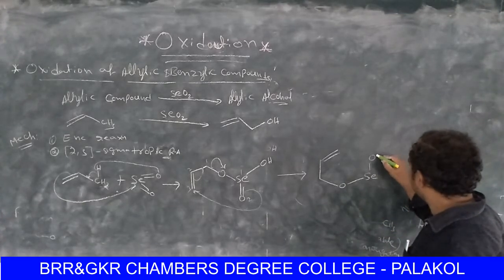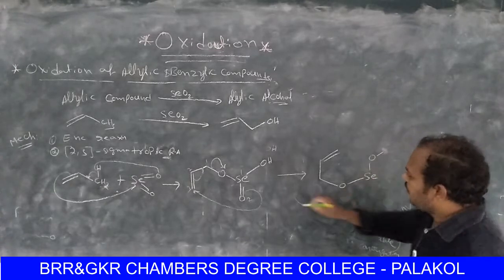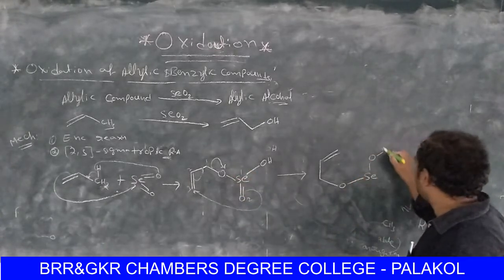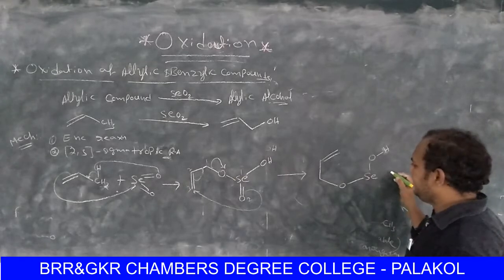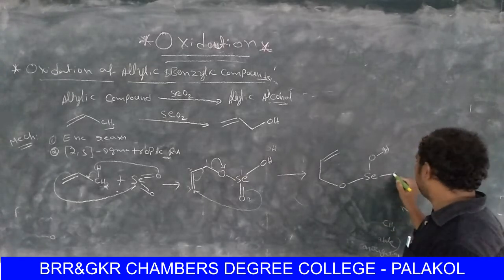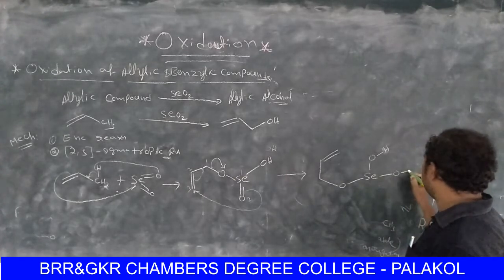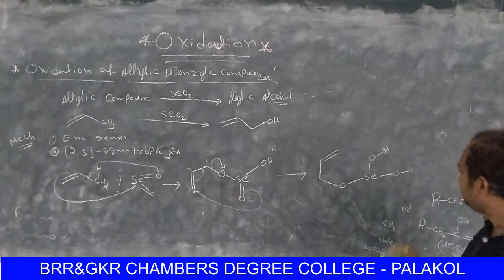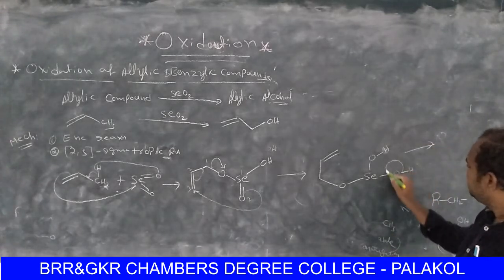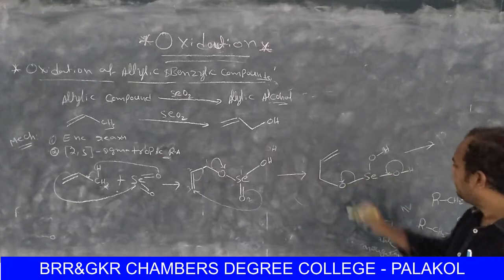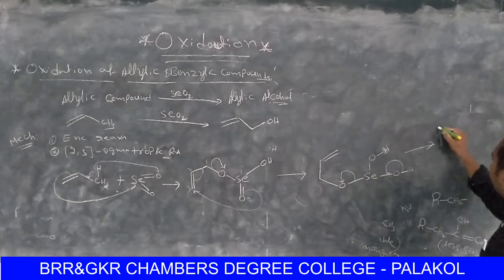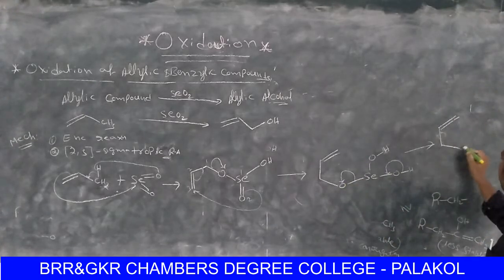Okay, selenium is attached to OH here. O minus is converted to OH, and again OH is already present like this, right? Now from this, it is again converted to alcohol, right?